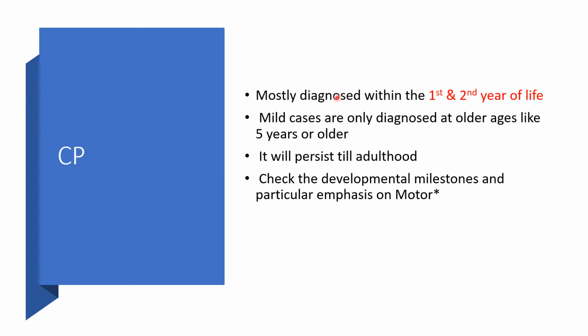Cerebral palsy is mostly diagnosed within the first and second year of life. But that's not the end. Mild cases could be diagnosed at older ages, like 5 years or even more. When cerebral palsy is diagnosed, though within the first and second year of life or 5 years, it is going to remain till adulthood once it is diagnosed. We have to check the developmental milestones very closely and lay emphasis on the motor.